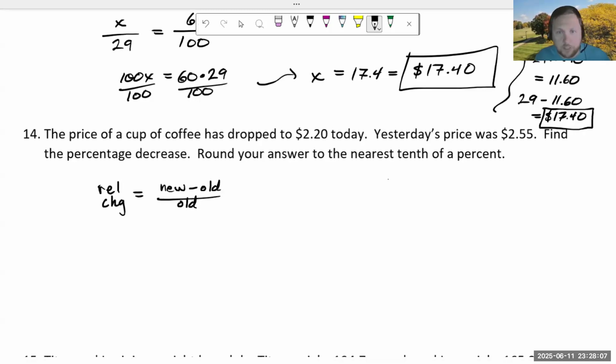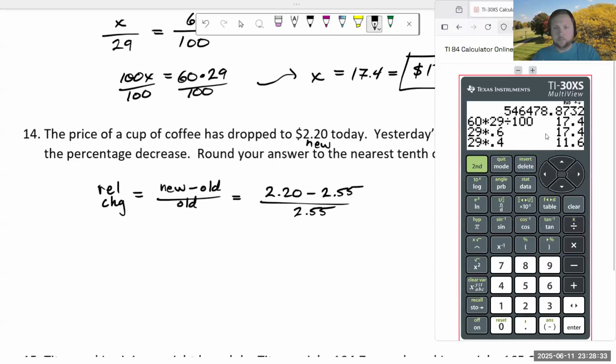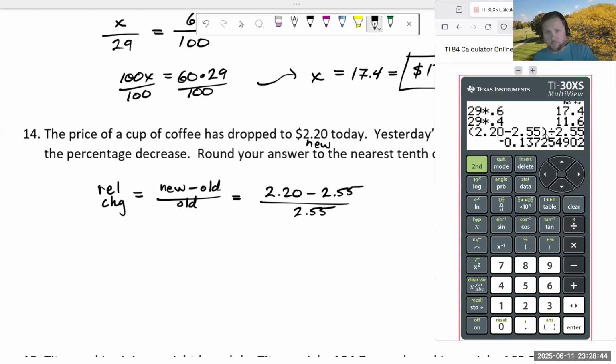And I can go through and look at the question. It says, this one's today, yesterday was that. So my today price, that's the newest one. My yesterday's price, that's the oldest one. So now I have 220 minus 255 divided by 255. Okay, so I get negative 0.137.